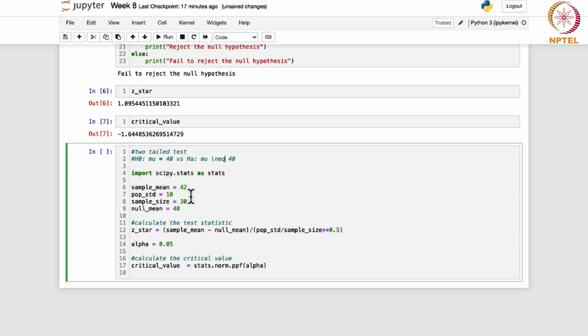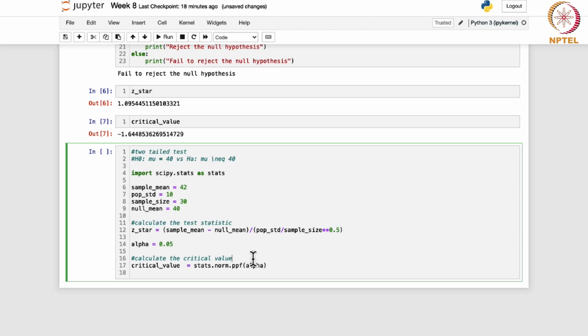Okay, so you will have the sample mean as 42, population standard deviation as 10, sample size is 30, null mean, that is the hypothesized value, is 40. You calculate the Z star. The Z star is fine, alpha till here we get the same value. Now you have to find the critical values. Now in the two tail test you will have values on either side, right? So minus Z alpha by 2 and Z alpha by 2. So let us write the critical values for this, calculate the critical value.